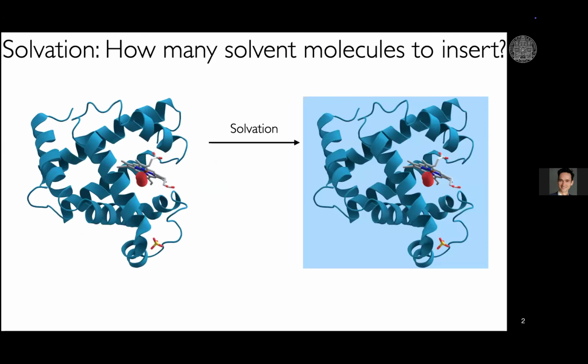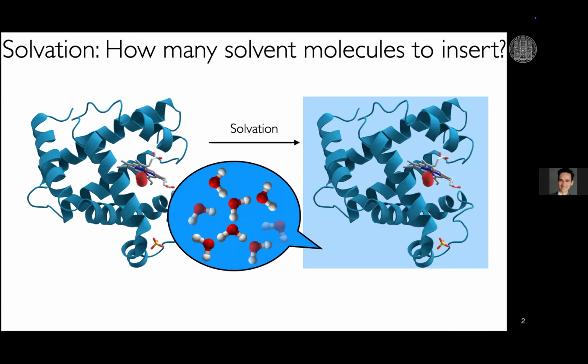To motivate things, I was thinking about something like a protein, for instance. Let's say you're interested in solvating it. This might be a computer simulation, in which case you have a periodic box, and then you want to fill it up with water. Experimentally, you might have a test tube, and then you want to solvate your protein. Microscopically you have water molecules, and the question is how many molecules do you add?